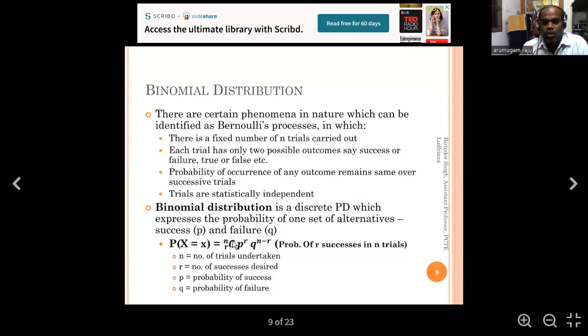In this case, you just have to know the basic meaning of these notations. For example, n means the number of trials. Similarly, r means the number of successes desired. Here p and q, you already know very well: p means probability of success and q means probability of failure. Therefore, P(x) = nCr p^r q^(n-r). This is the general definition of the binomial distribution.